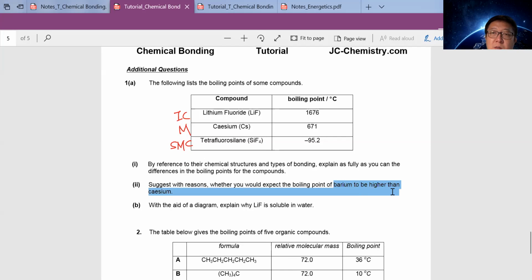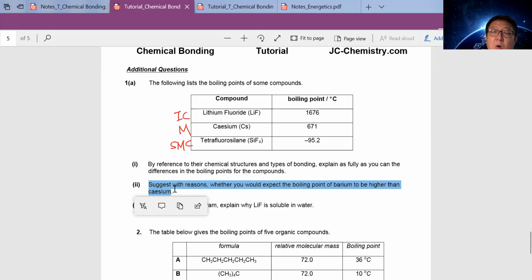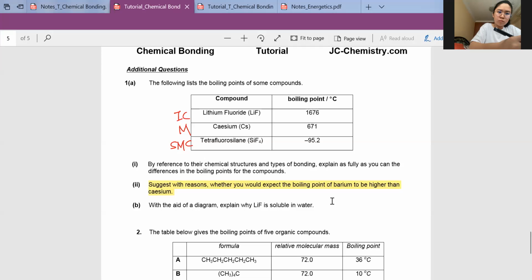This one how to explain? Got to do with the strength of the metallic bond, which got to do with the size of the ion, correct or not? This is a very common question. In fact, I noticed O level, they start to ask this kind of question already. O level, they start to ask questions like this to encourage students to understand, even though they never learn about atomic radius. Okay, so this part here, you must take note how to explain.